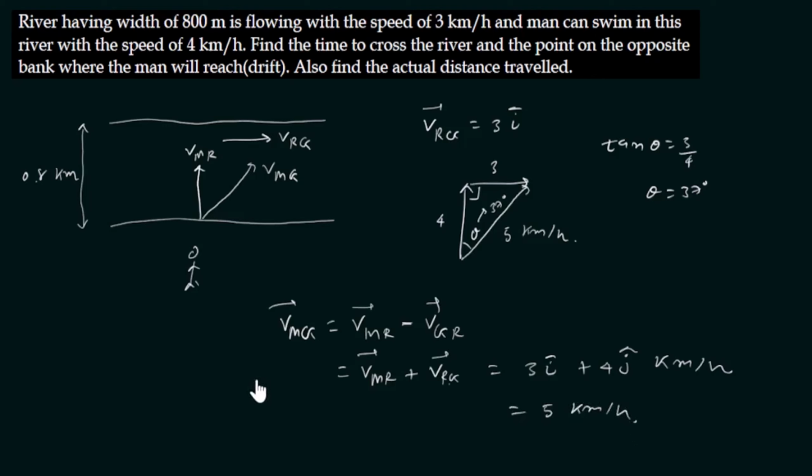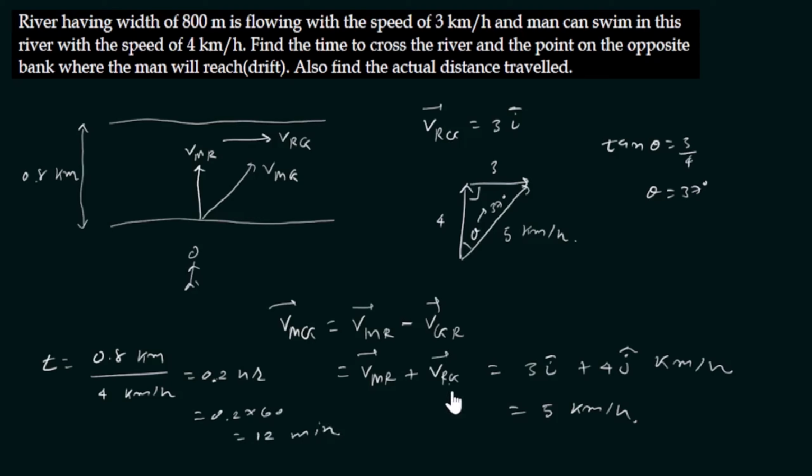Now what will be the time for reaching the other point? Here the j component will decide how much time it will take to get to the opposite bank, because it is in the y direction. So the total distance is 0.8 kilometer and the speed is 4 kilometer per hour. It will take 0.2 hour. You can see that 0.2 hour is 0.2 into 60 minutes, so this will be 12 minutes.